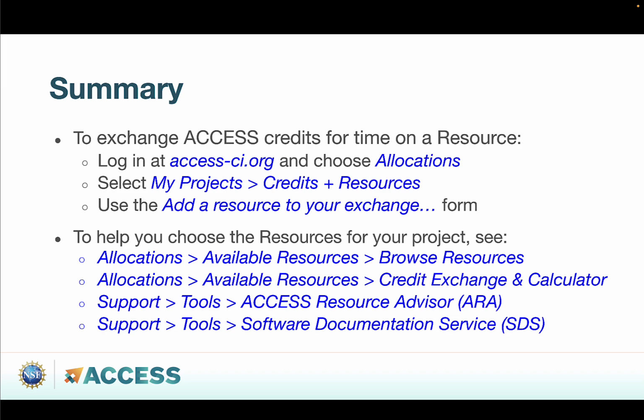Access provides several tools to help you choose a resource. From the Access Allocations page's Available Resources menu, Browse Resources provides a detailed overview of each resource. Credit Exchange and Calculator lets you view how many credits each resource charges for time or storage. And from the Support Pages Tools menu, the Access Resource Advisor, or ARA, lets you fill in a form and then provides a ranked list of resource recommendations for your project. The Software Documentation Service, or SDS, can be used to find the resources where specific software applications are installed.